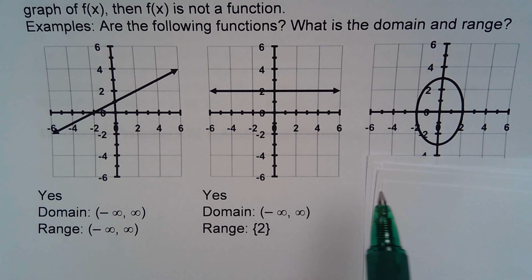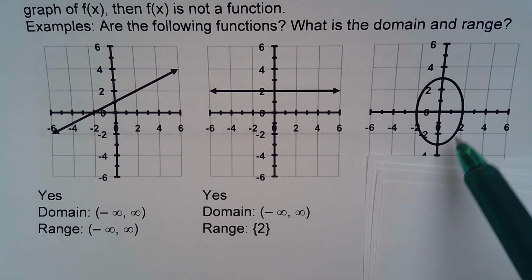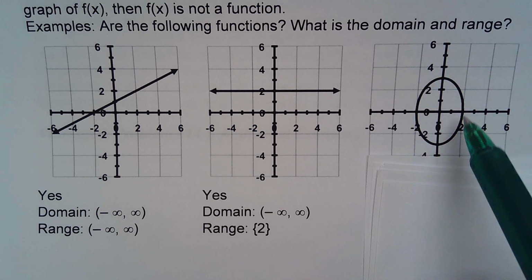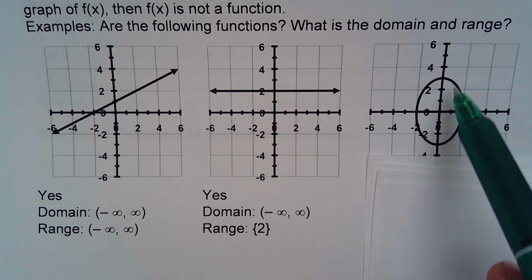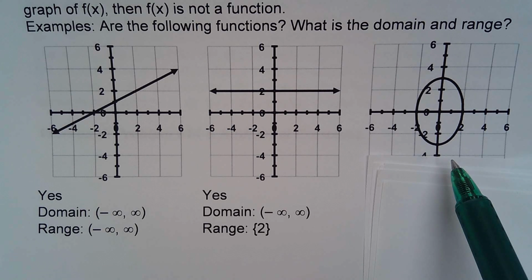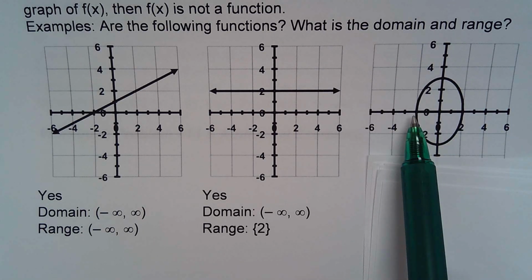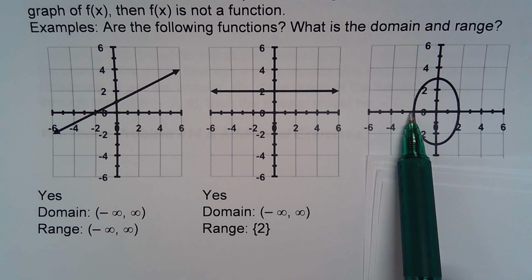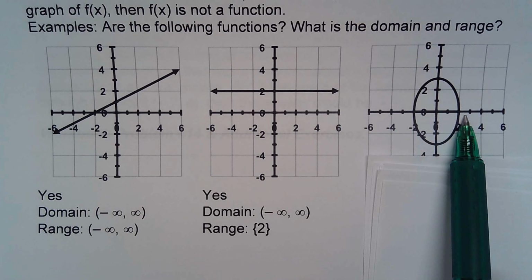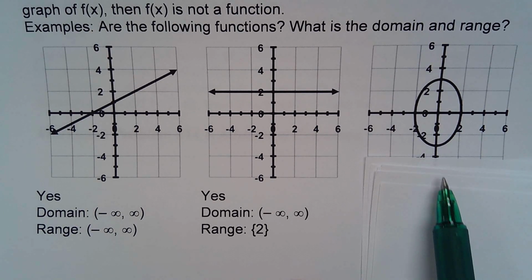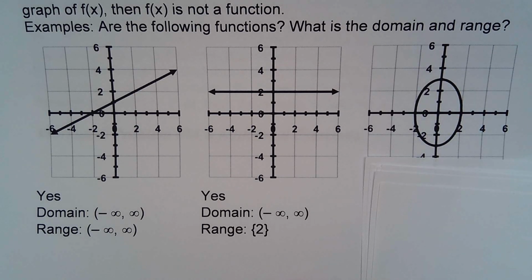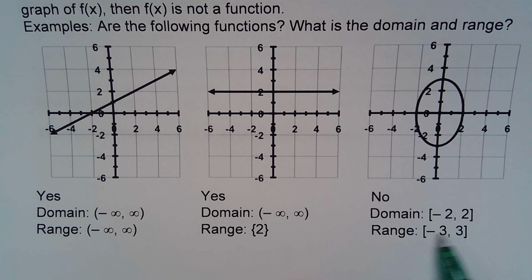Now if you look at this third graph, if I take a vertical line right here, going through x equals 1, I'm going to hit 2 points, so this would not be a function. It fails the vertical line test. I could still talk about the domain. Domain from left to right, starting from negative 2 to positive 2. Range, bottom to top, goes from bottom, negative 3, to top, positive 3. And we'll put square brackets since it actually includes those values.